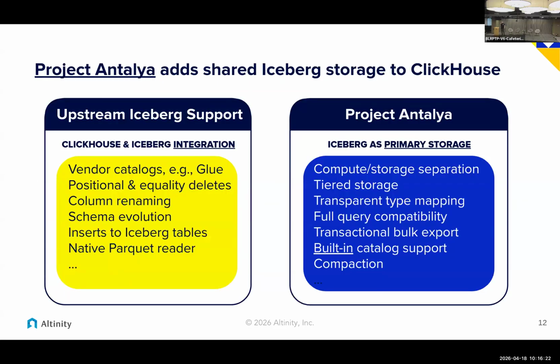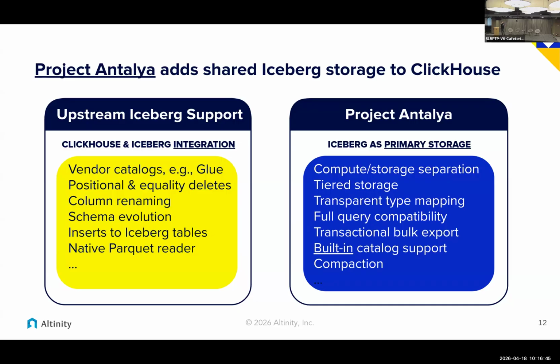As I mentioned though, in upstream ClickHouse, Iceberg is not considered a primary storage mechanism. It's considered a destination that you would pull or push data to or from. So you would pull the data from your Iceberg catalog into ClickHouse MergeTree, do your analytics on it, maybe process or transform it, and then push it back to your Iceberg.